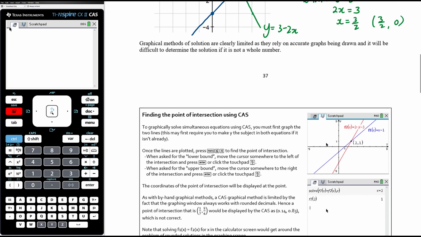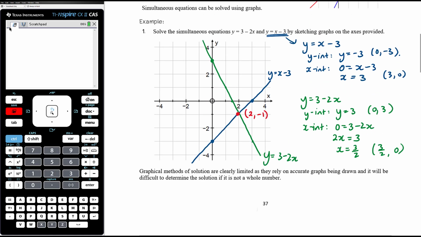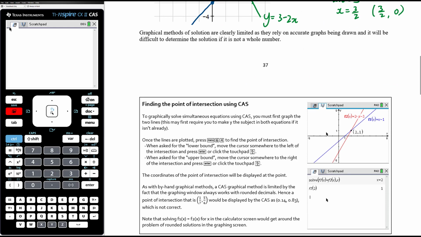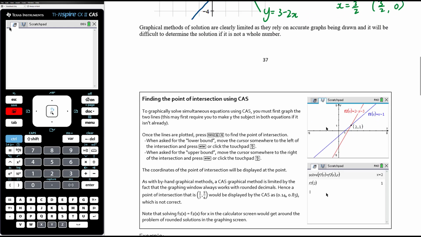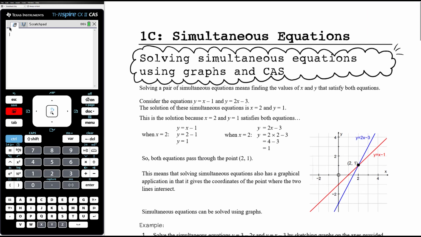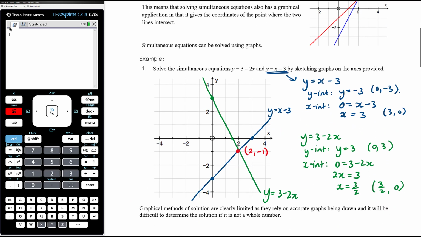Alright, so we can find the point of intersection using CAS. You've got the instructions there in your notes, but let's just talk through it. Oh no, it's a different example. I'll let you follow the notes through and have a look at that example up here. Let's work it through for this one we've just done here in example 1.